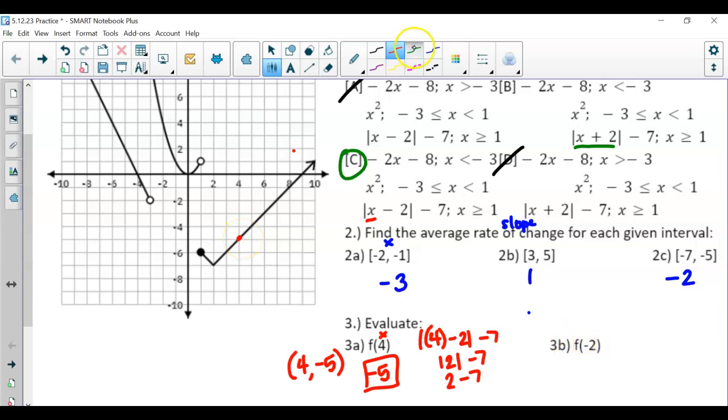So here in f of negative 2, well, is negative 2 less than negative 3? No. Is it between negative 3 and 1? Yes. So we're going to use the x squared here, but instead of x, we have negative 2, and negative 2 squared is 4. So 4 is that output. So what this means is, again, that the point x is negative 2, output y is 4, is on the graph. So here at negative 2, we're looking at this part of the graph, which is at 4.